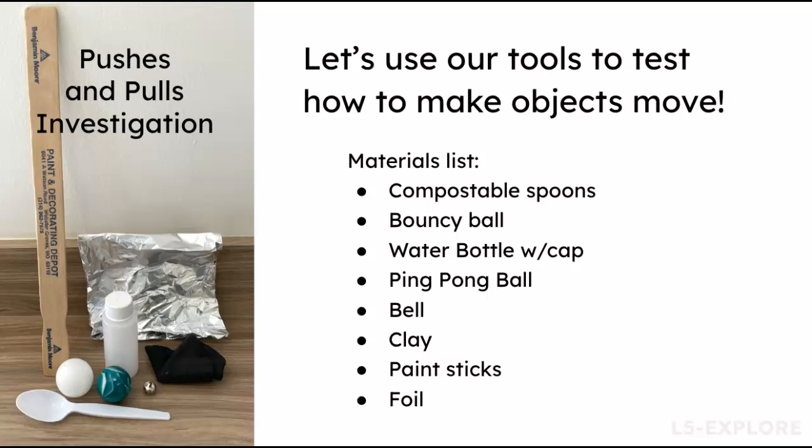Teams will select one garbage item to test. You will introduce the tools students will use to test how to make objects move. Let students know that they will use the tools to test and compare different strengths of movement. If needed, pause the screen to view the materials you will need. Note, students will compare strengths of pushes and pulls and might push items off of their tables. If desired, have students complete this investigation on the floor.